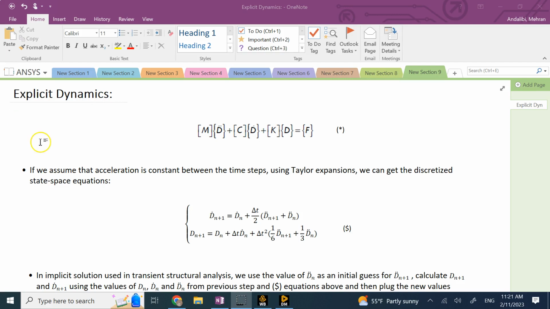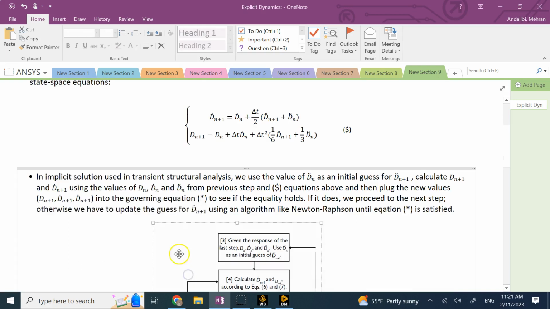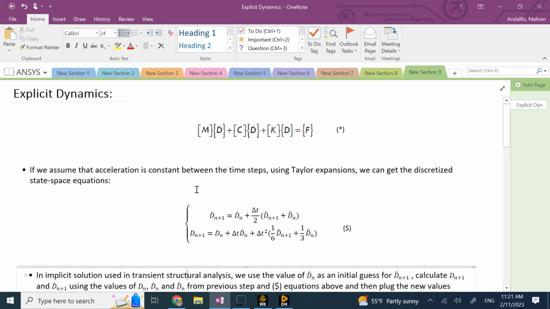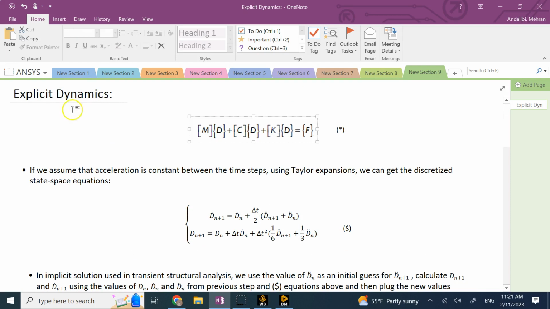In such situations, the implicit solution used by the transient structural analysis workbench is not going to work, as we'll see. And we have to resort to the method of explicit solution that is offered in the explicit dynamics workbench. So the overall differential equation that we have to solve is this equation here, where we have the inertial term, the damping term, the stiffness term, and the loading.